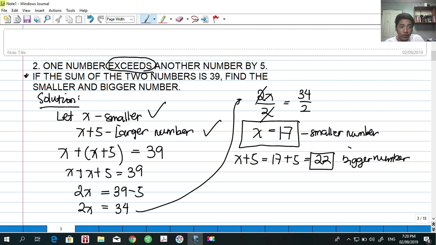And if we're going to check this, of course, we're going to plug these values into our equations. So what will happen? We have x plus 5, that is our original equation. So x is 17, so 17 plus, we know that 17 plus 5 is 22, and hence we got the correct answer because 17 plus 22 is actually 39. Okay.